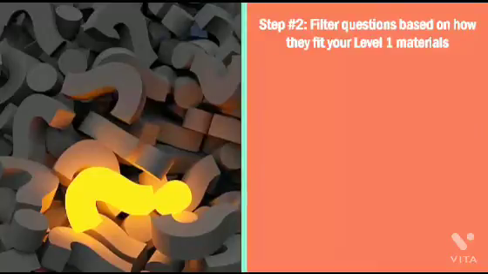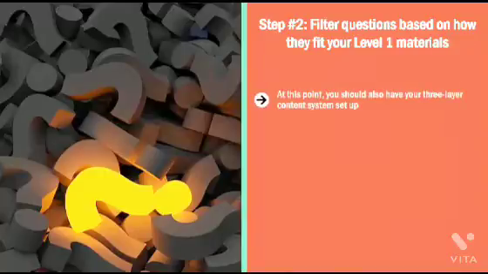Step number 2. Filter questions based on how they fit your Level 1 materials. At this point, you should also have your 3-layer content system set up. The first layer is a blog post that informs the reader regarding the problems that they have and the range of solutions, as well as a common sense guide on what to do and what not to do.